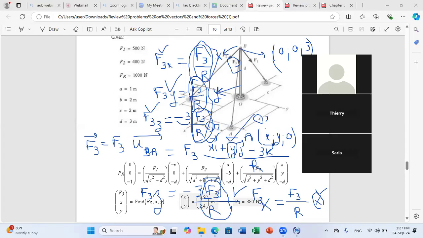Because what is F3 over R? Okay, it's F3 over radical x squared plus y squared plus 3 squared, equal to a certain number. Now x and y are not unknown anymore. This will allow you to calculate your radical. Once you have your radical, the only unknown will be the magnitude of F3 you find.